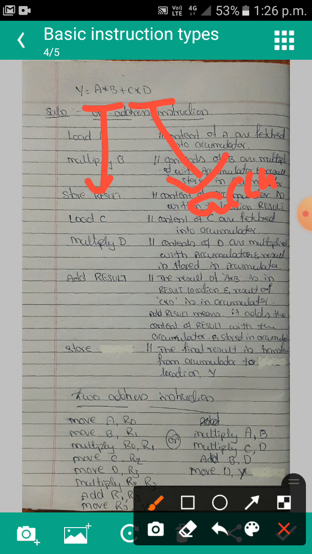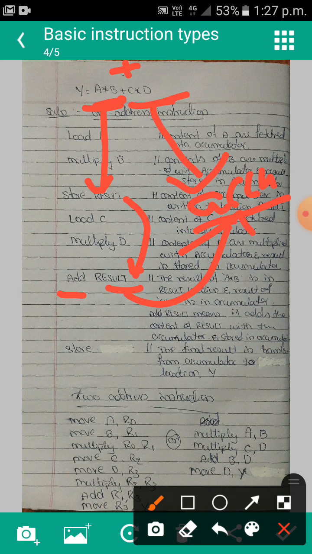So next we have the multiplication of C and D in the accumulator. Then we have to perform the addition operation here. So how to perform the addition operation? Add result means the result of A into B, which is stored in the result memory location, that result is added with the value of the accumulator. The accumulator value is the result of C into D. So this and this will be added.